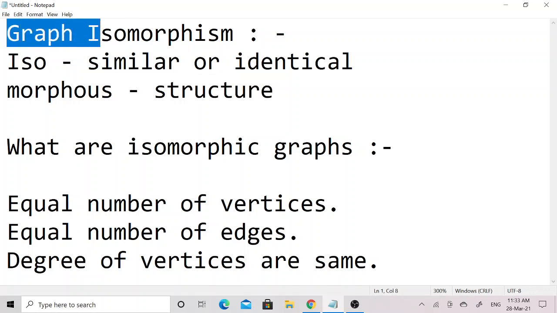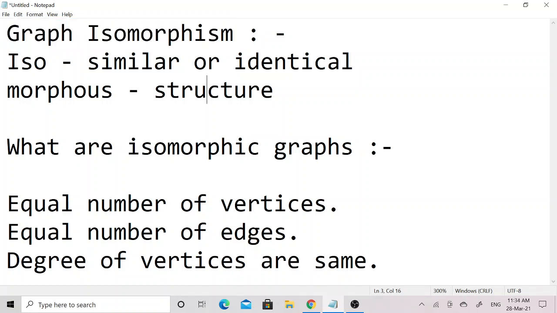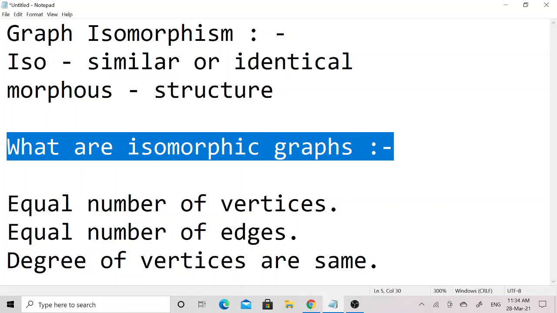So, in the concept called graph isomorphism, we have to determine whether two or more graphs are in a similar structure or not. Here, we have to determine whether one or more graphs are in identical structure or not. So, how can we determine this? What are the isomorphic graphs? There are three certain parameters through which we can consider whether two or more graphs are isomorphic, that is similar in structure or not.